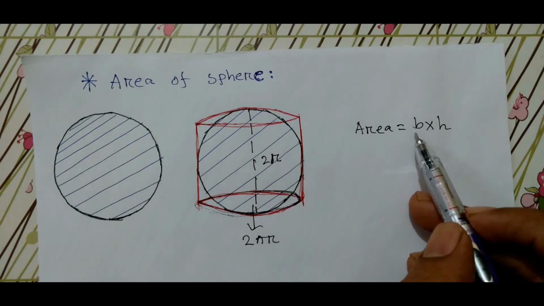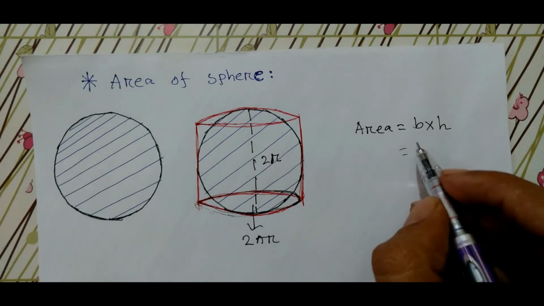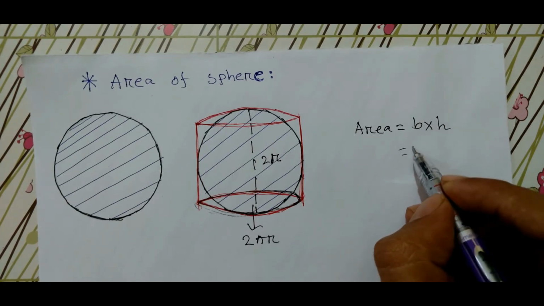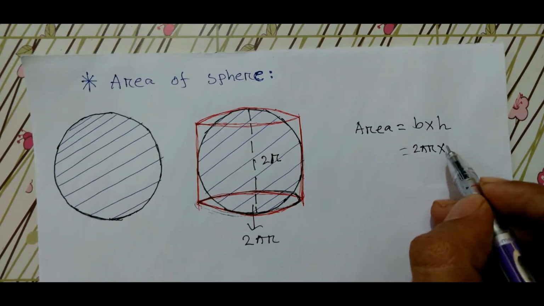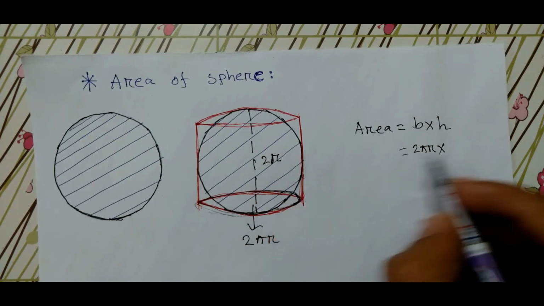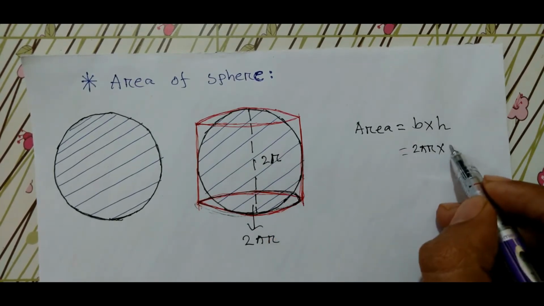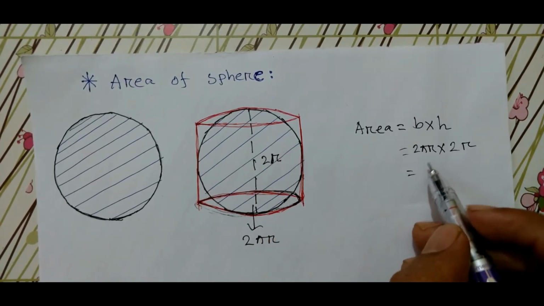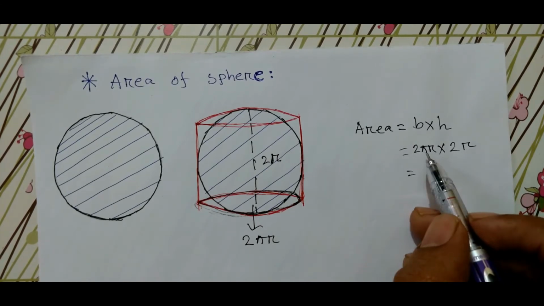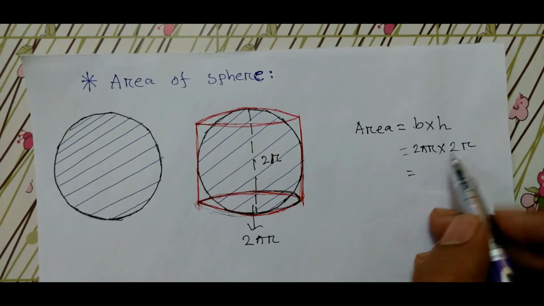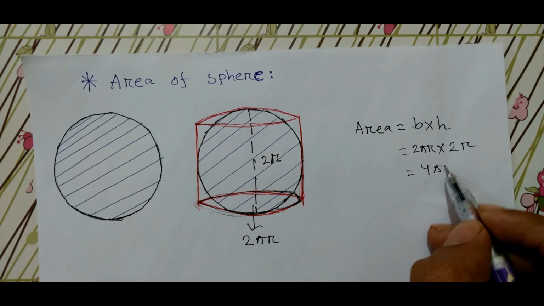Okay. So if we replace the base by 2 pi r, then we will find base equal to 2 pi r multiplied by, and height is 2r. So we will replace the height by 2r. Then we will find 2 pi r multiplied by 2r. Now if you multiply 2 pi r by 2r, then you will find 4 pi r square.